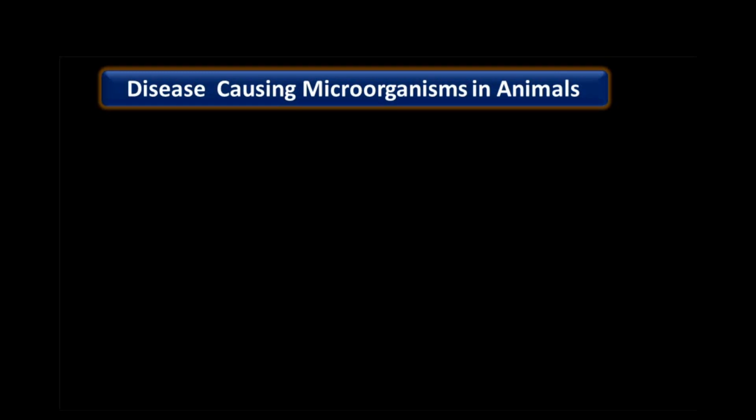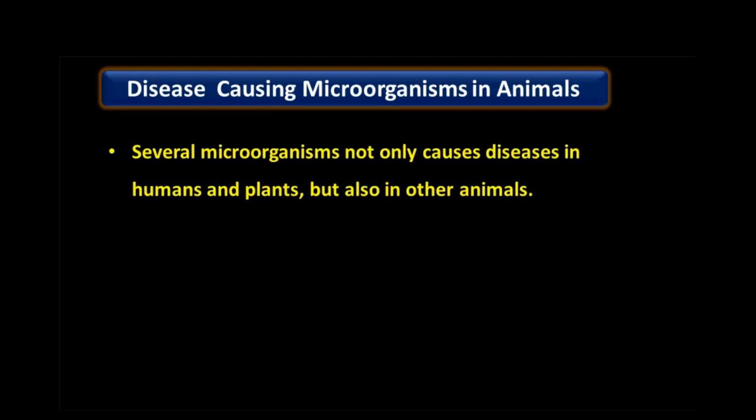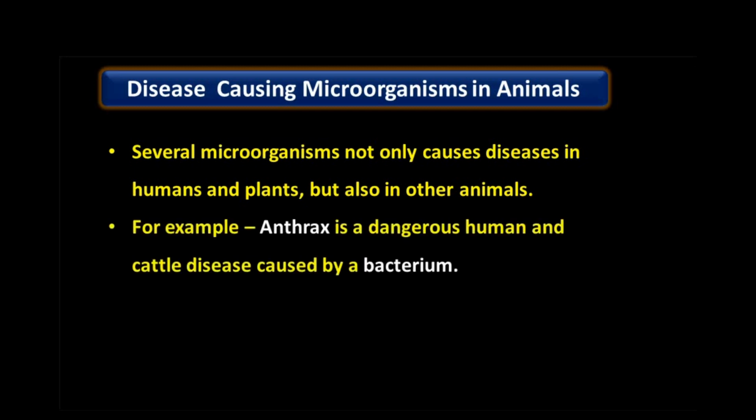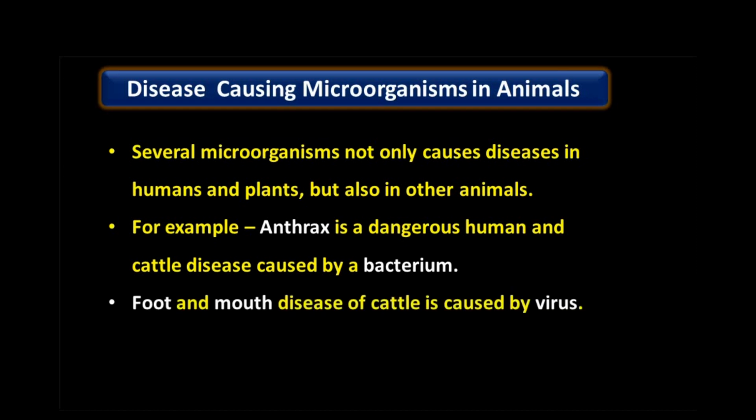Disease causing microorganisms in animals. Several microorganisms cause diseases not only in humans and plants but also in other animals. For example, anthrax is a dangerous human and cattle disease caused by bacterium. This disease is found in animals as well as in human beings. Foot and mouth disease of cattle is caused by viruses. This is another disease found in cattle.